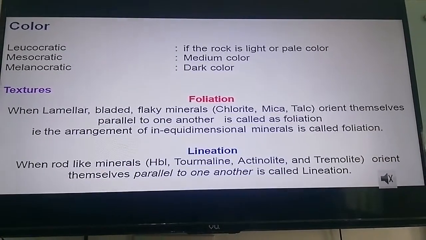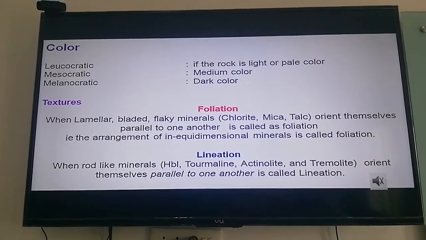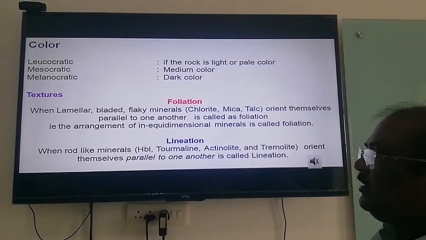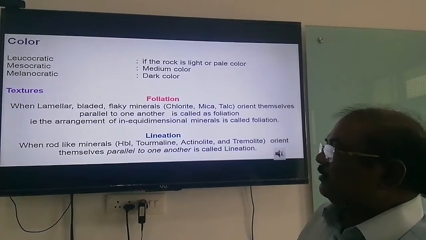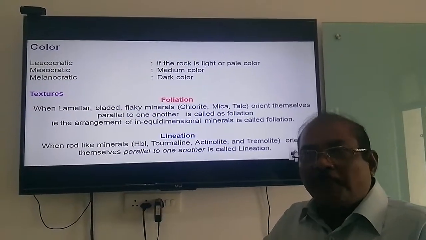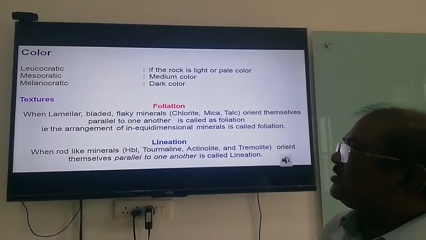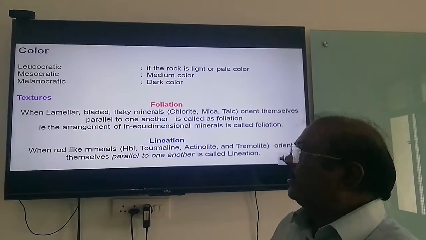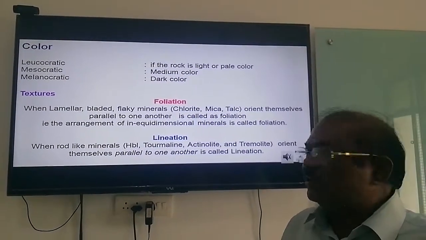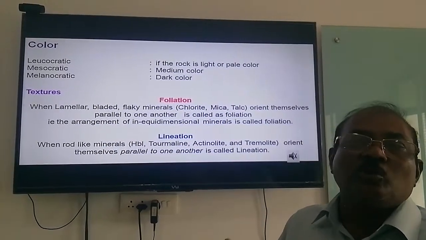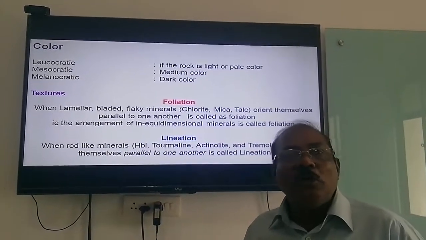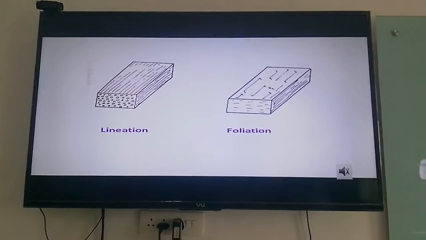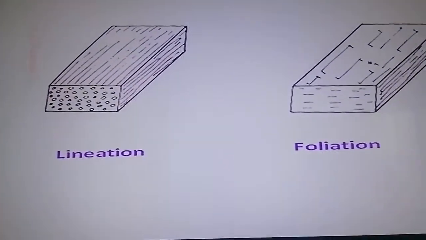In case of lineation, rod-like minerals, especially hornblende, tourmaline, actinolite and tremolite, orient themselves parallel to one another. So all the minerals are parallel to one another. The only difference is, in case of foliation, we find only lamellar, bladed and flaky minerals, whereas in case of lineation, rod-like minerals are parallel to one another. This is the difference between foliation and lineation. We can have the diagram of the difference between foliation and lineation.